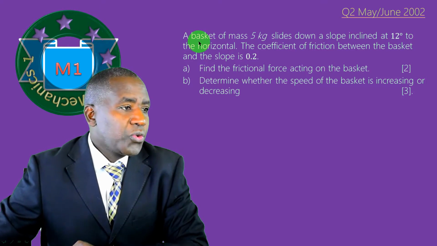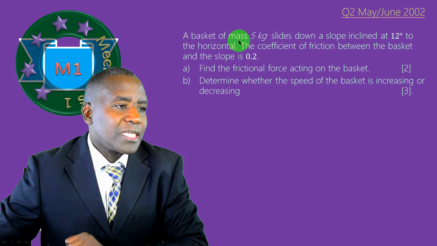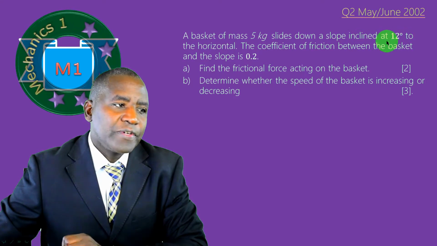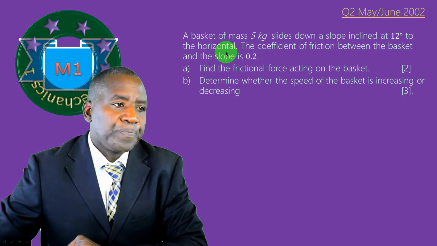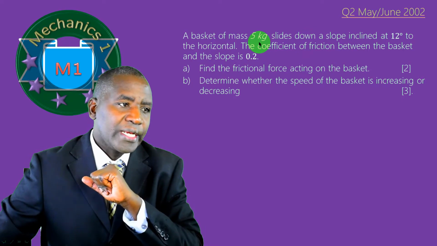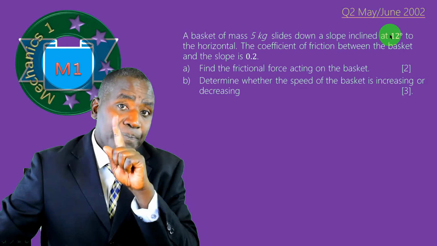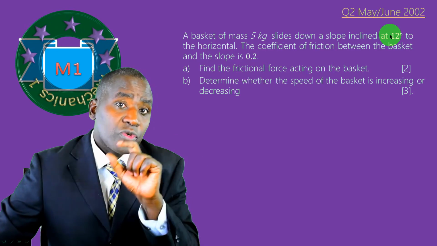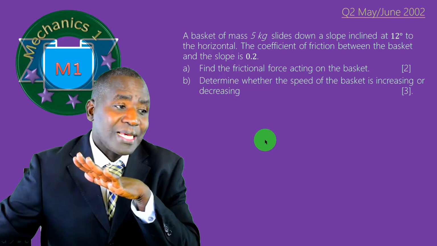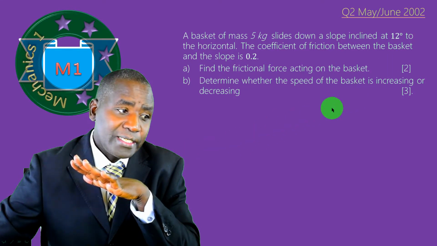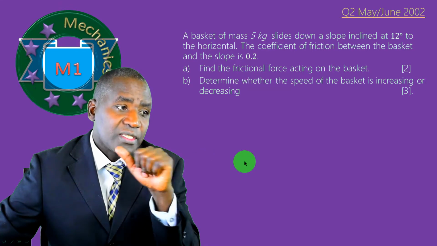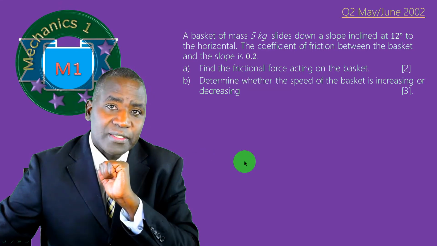So in question 2 over here, we are told that a basket of mass 5 kilograms slides down a slope inclined at 12 degrees to the horizontal. An inclined plane is mentioned here. There is a mass on the inclined plane and the angle that the plane makes with the horizontal is given. So the first thing I would expect you to do is to put down a sketch. Just a simple line is inclined to the horizontal at a certain angle, which is theta. In this case, the theta is 12 degrees.